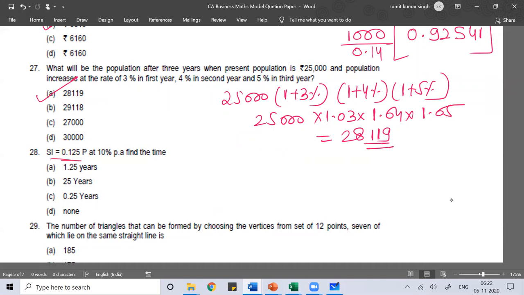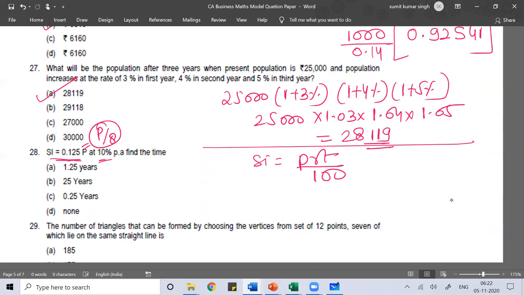Then SI is 0.125 of principal. At 10%, find the time. You know the simple interest formula, P into R into T by 100. SI is 0.125P, and 0.125 is nothing but 1 by 8. You understand maths, you can easily understand. So 1 by 8 is P into R, where R is 10, into T by 100. So this gets cancelled. So what is time? Time is 1.25 years.